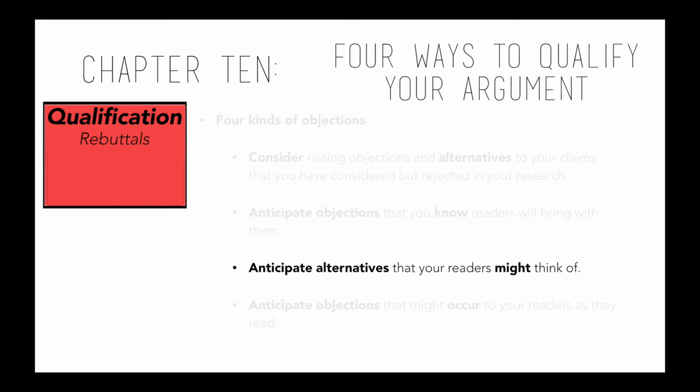3. Anticipate alternatives that your readers might think of. Readers might think of alternative explanations that they believe you should have at least considered. You should explain, and if you can, refute any alternatives you can think of.